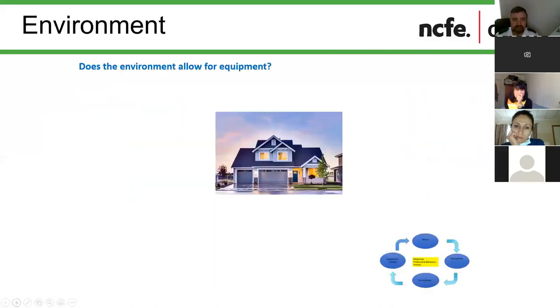So environment: does the environment allow equipment? Some homes don't. If they're old buildings, you can't do it. Equally, who else uses the property? If you're in a residential home and you've got a raised toilet seat, you know those big plastic chunky raised toilet seats that you get? They're great for some people, but not so great for others.